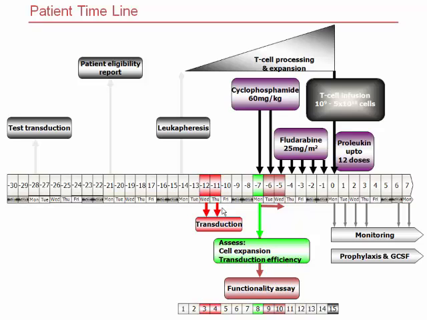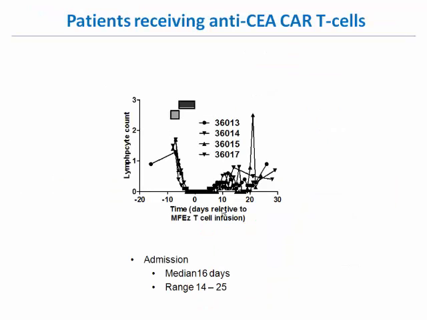The reason for that is that after this treatment, cyclophosphamide and fludarabine, this is the lymphocyte count, but it would be the same for neutrophils. Patient lymphocyte counts become lymphopenic for a period of at least around 8 to 10 days. This means that they tend to be admitted for a median of around 16 days for a TIL, generally ranging between 14 and 25 days. So this is an inpatient treatment, but it is an inpatient treatment because of the chemotherapy, not because of the T-cells.